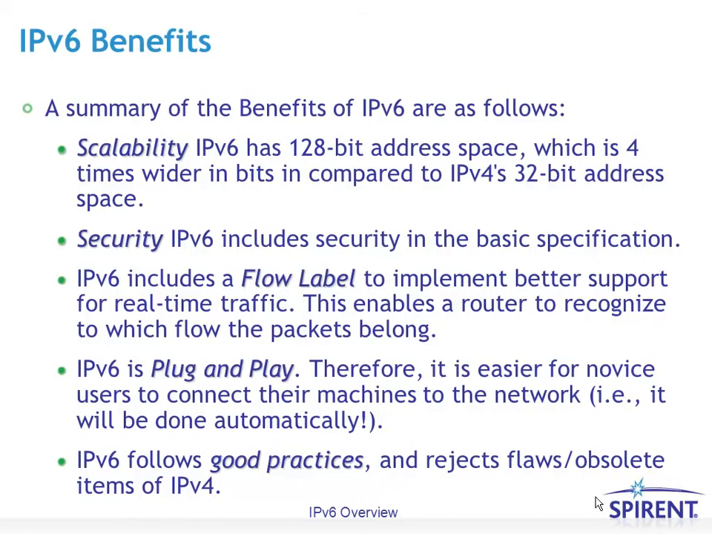Some of the benefits of IPv6: there's improved scalability, of course, with a large address space, and built-in security. There are a lot of things IPv6 refers to as built-in, and we'll see what that actually means. Improved QoS behavior, stateful QoS possibilities using what's called a flow label, similar to the way MPLS works with an MPLS label forwarding. IPv6 is plug and play by nature. It has, in fact, 2 levels of autoconfiguration, stateful and stateless, which we'll talk about in the addressing topic. And again, like I said before, it follows all the good practices and rejects the flaws and obsolete items of IPv4.